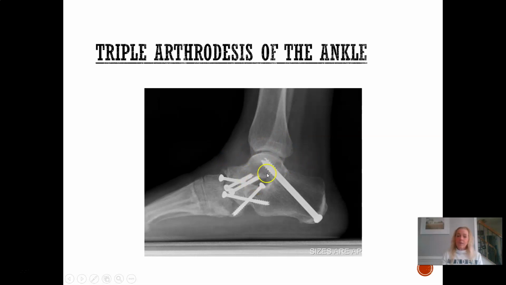You are probably going to lose a little bit of inversion and eversion, and you lose supination and pronation at the foot. But again, they will fix it in a neutral position and fuse it in this position. So this is typically going to be the most functional type surgery for your patient with the best functional outcomes.